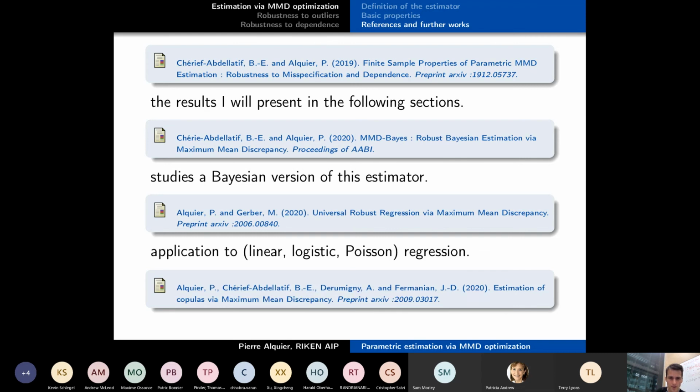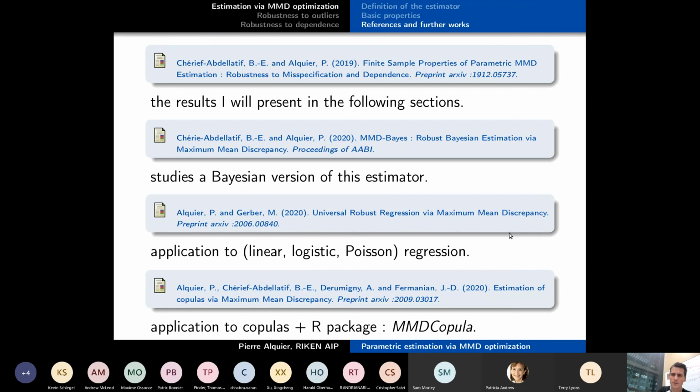And the same thing for copulas, actually. We wrote this paper with Jean-David Fermanian and Alexis Derumigny. They are specialists of copulas, a model that's used in industry and in finance. Here again, in a copula, usually you just specify the dependence between two random variables, but you don't specify their marginals. We wanted to use MMD without having to specify the marginals. This is the reason why this paper was written, and there is a package that comes with it.